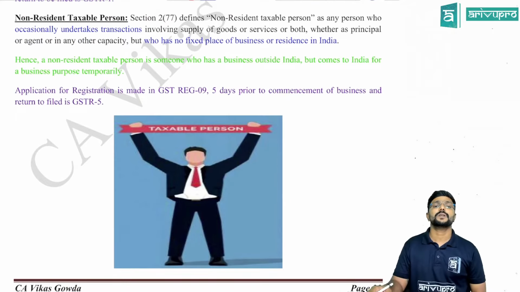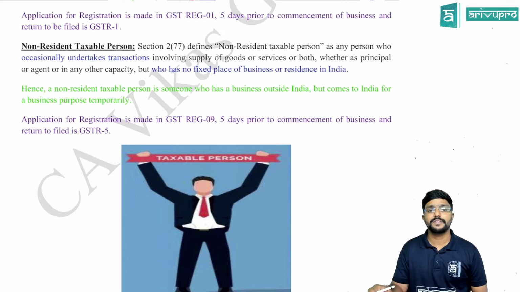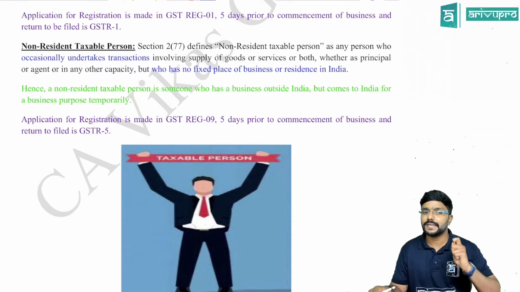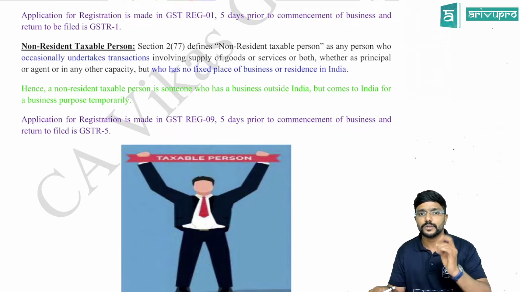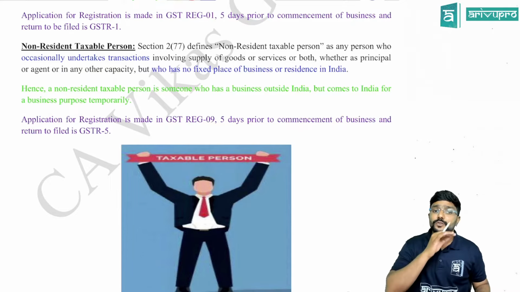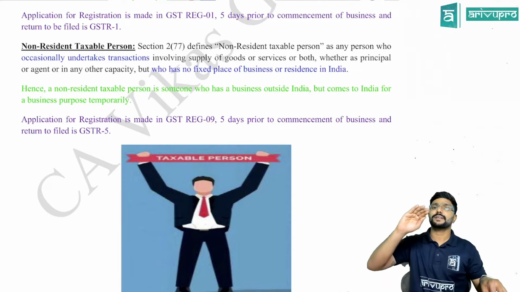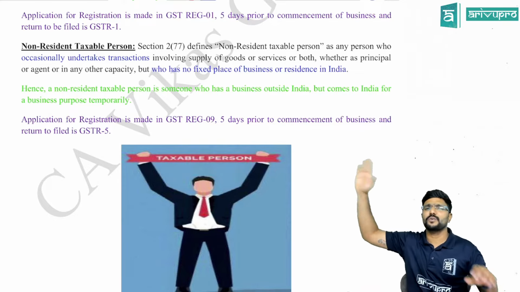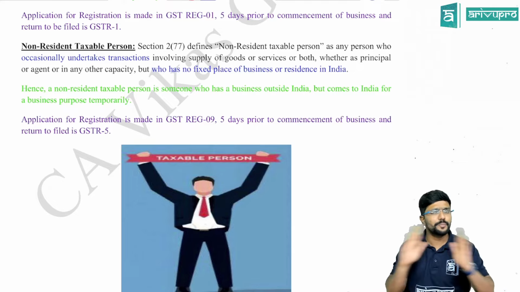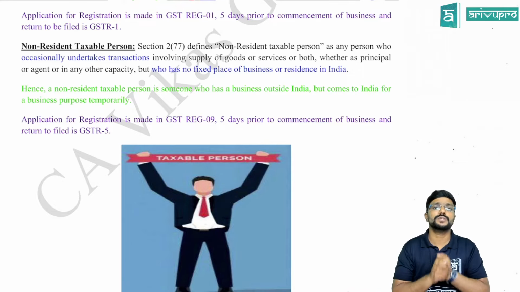Then coming to non-resident taxable person, it has been defined in section 2 clause 77 as a person who occasionally undertakes transactions, same as CTP, involving supply of goods or services or both, whether as principal or agent or in any other capacity, but who has no fixed place of business or residence in India. In simple terms, he is a person who has some business outside India, no connection with India, no office here, no branch, nothing, but he is coming to India only for a temporary period to do some business.